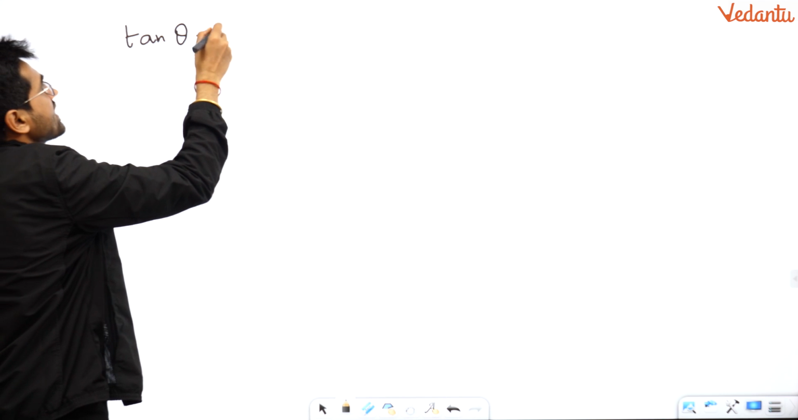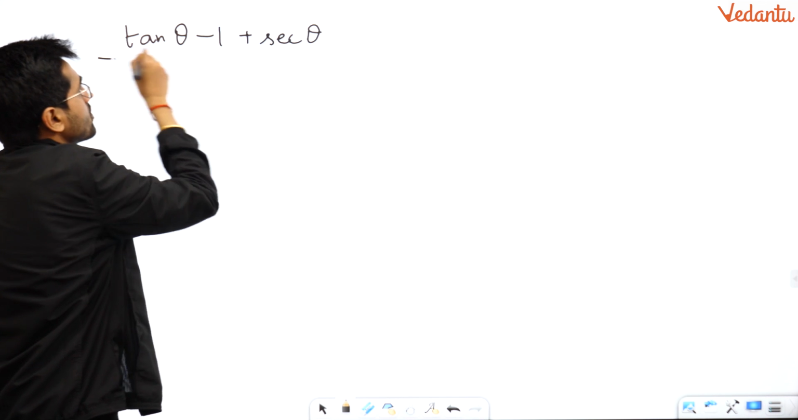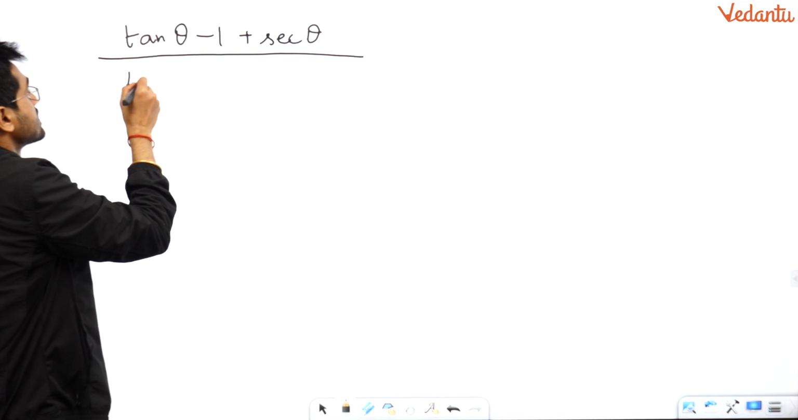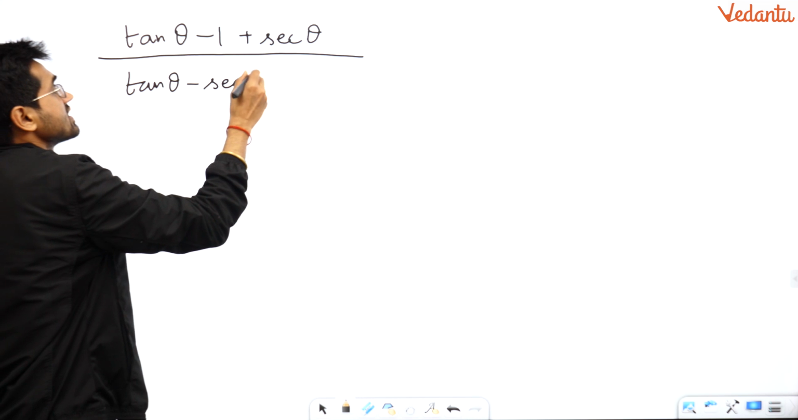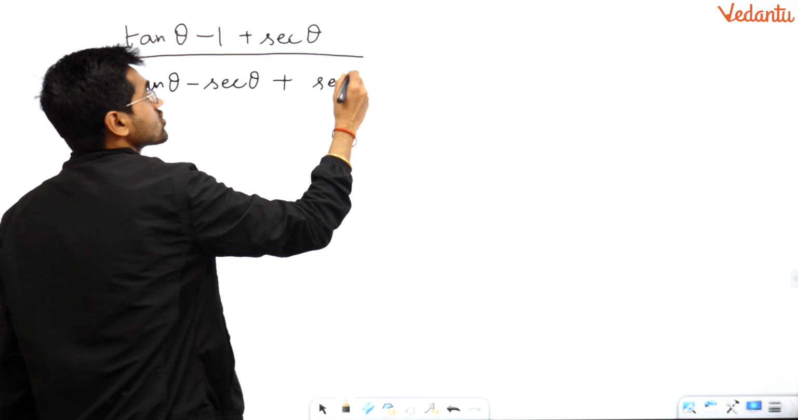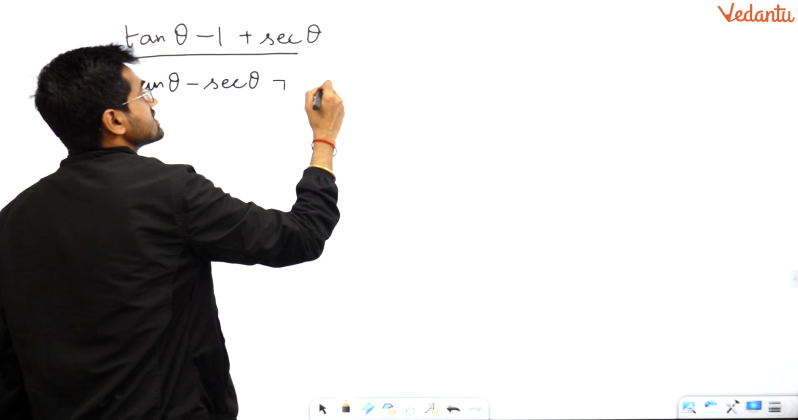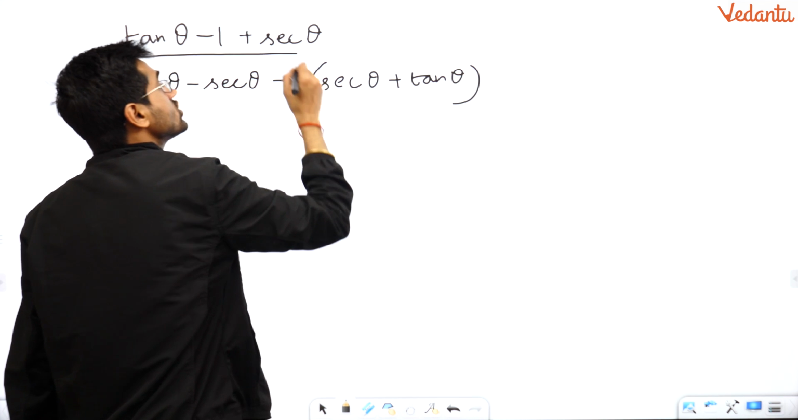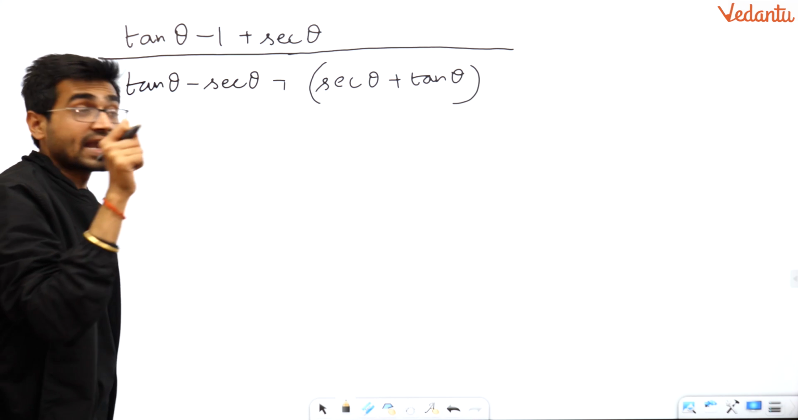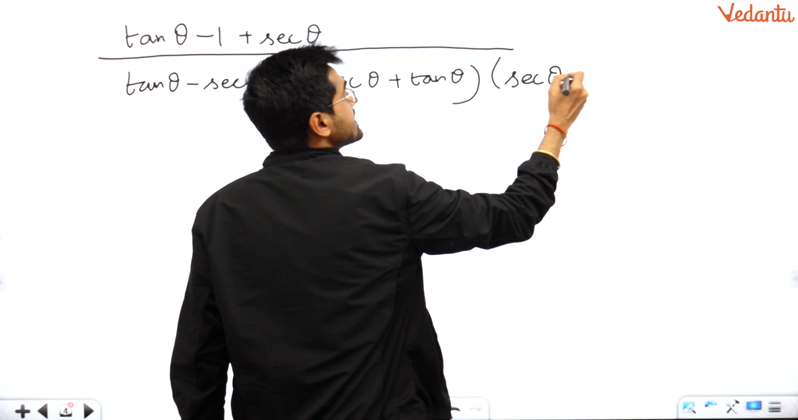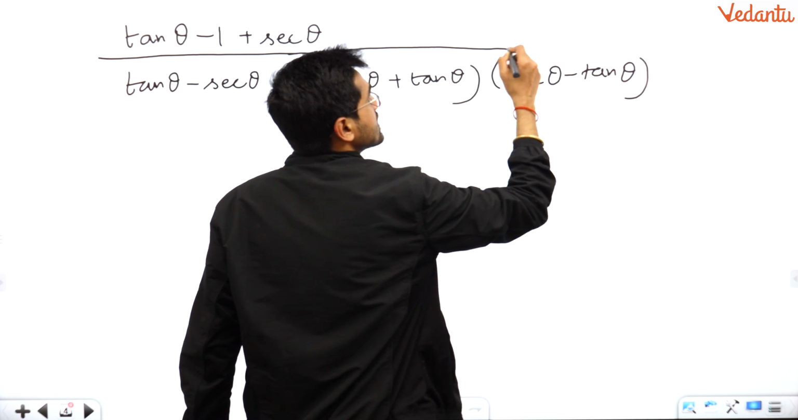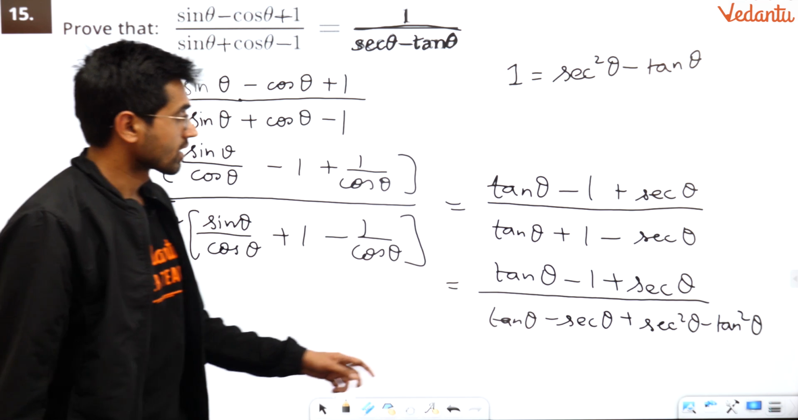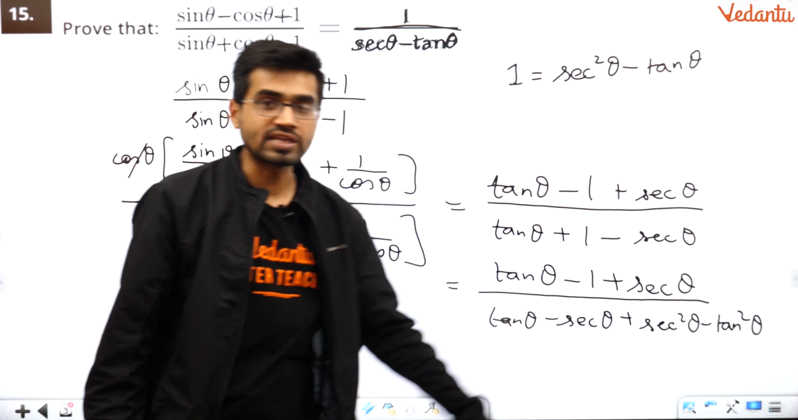Tan theta minus secant theta in the numerator, over secant square, secant theta plus tan theta, a plus b, into a minus b, that is important, so secant theta minus tan theta. Is that correct? Yes, it is. So what will we have then? See this, tan minus secant, and that is a square minus b square.